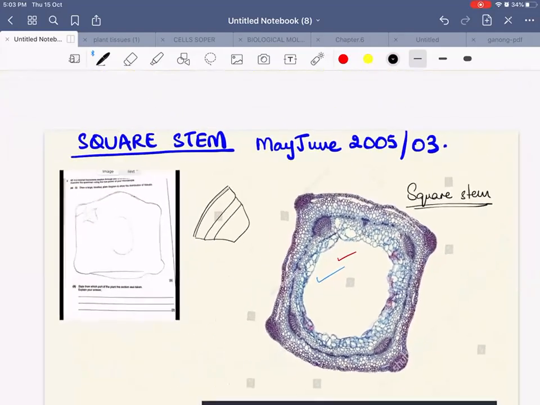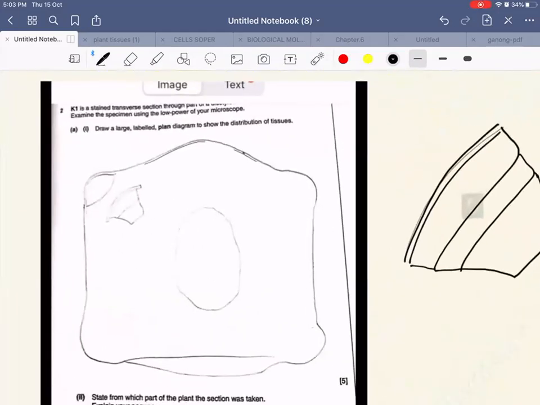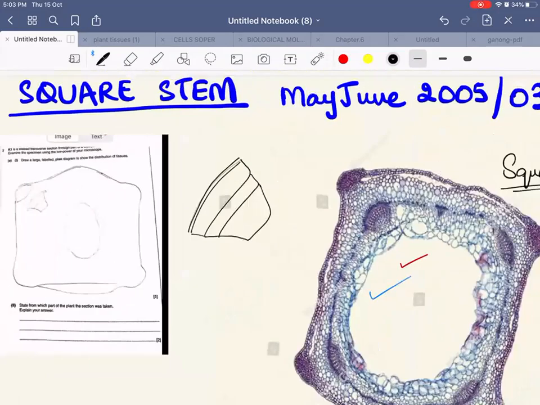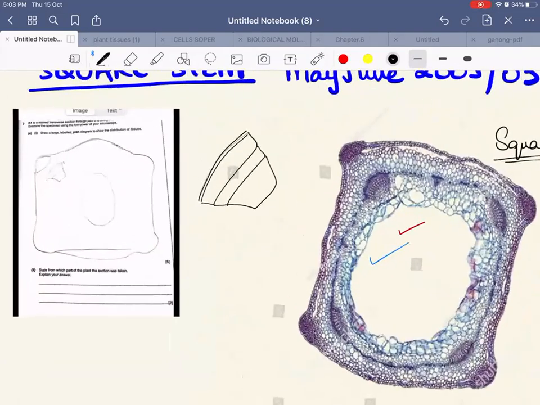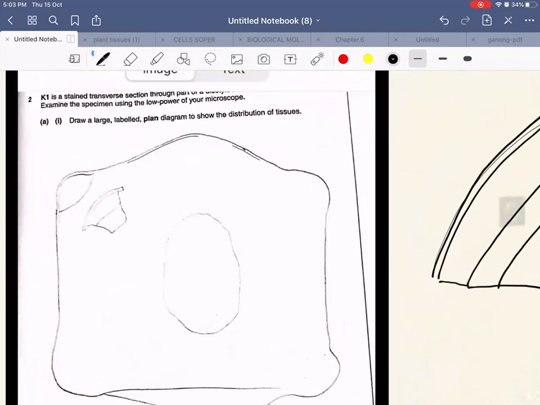Let's go back to the question. What are you asked? You're asked to draw a large labeled plan diagram to show the distribution of tissues. So if I'm labeling this plan diagram, I will label it like this. For example, let me use my pen. This will be epidermis, okay? Let me label in the correct direction. So this will be the sclerenchyma.